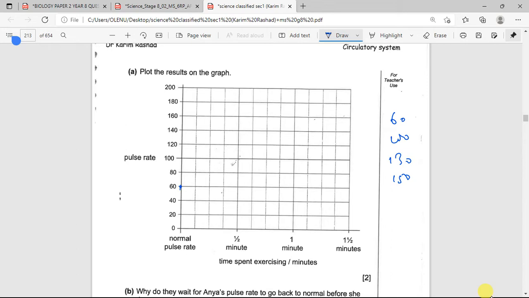At half a minute, it was 100. At 1 minute, it is 130. So I have 120, 140, so 130. At 1.5 minutes, it is 150. So 160, yes, 150. So all I need to do is draw a line. And I'm done with that. 2 marks.